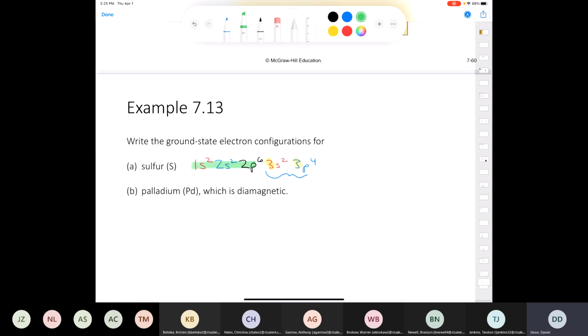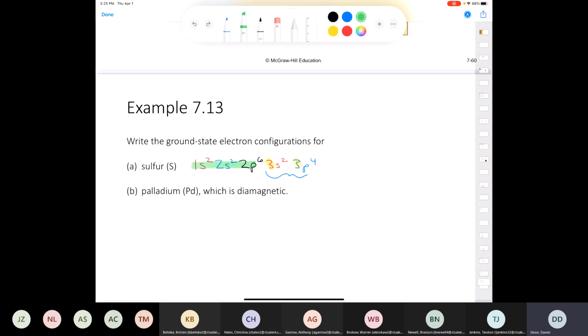If you look at 1s2, which gets you to helium, 2s2, which gets you to beryllium, but then 2p6, can anybody tell me what element has a total of 10 electrons in it? And it's not a trick question. Thanks, Christian. Thanks, Anthony. It's neon.